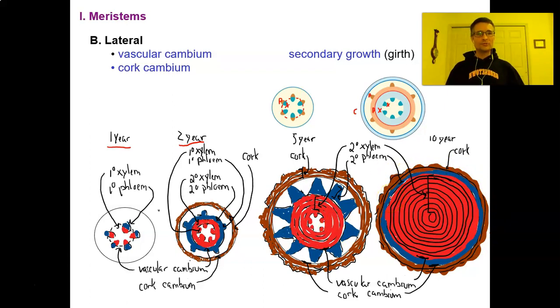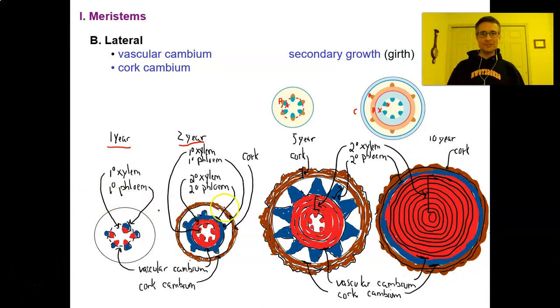And so if you look at a tree trunk, what you're basically looking at is lots of secondary xylem, a very small ring of secondary phloem, and cork. And so that's how we go from a tree that is 1 year old, a seedling that's just starting to grow, to something that's starting to look pretty mature and pretty woody.